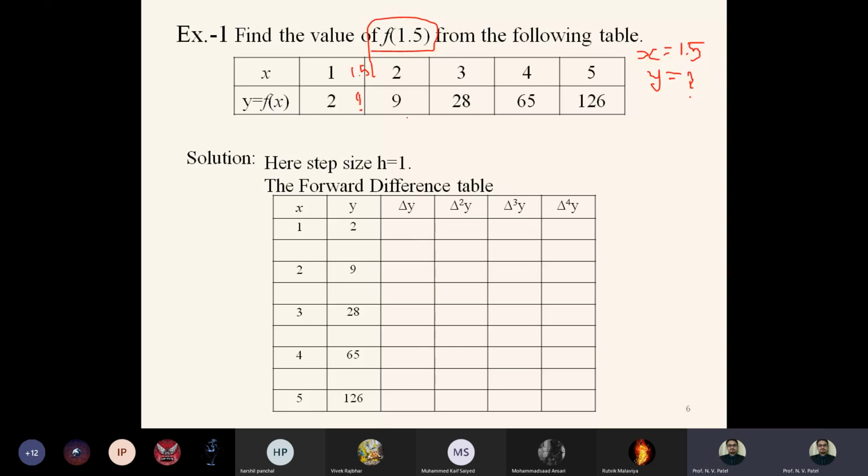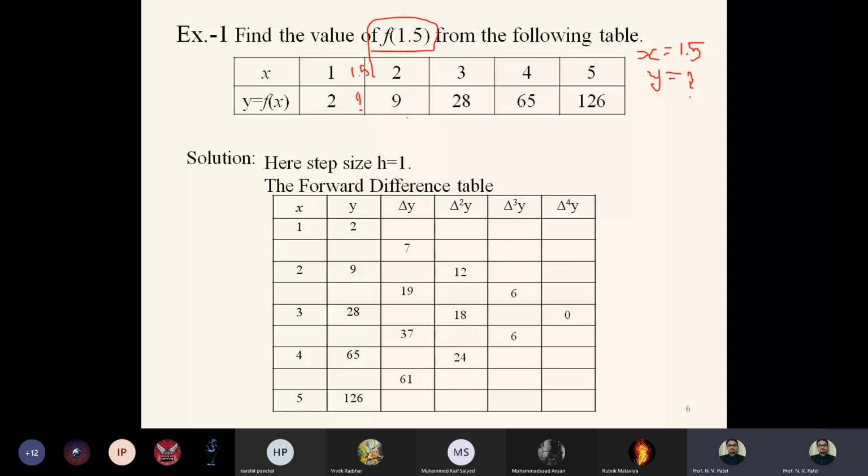Now take subtraction consecutively in y. So 9 minus 2, it is 7. Then 28 minus 9, 19. 65 minus 28, that is 37. 126 minus 65, that is 61. So that is your delta y values.